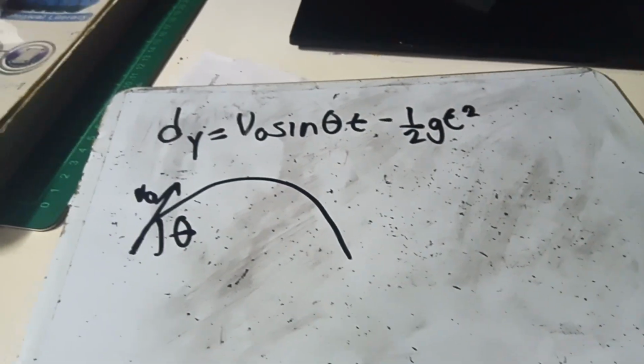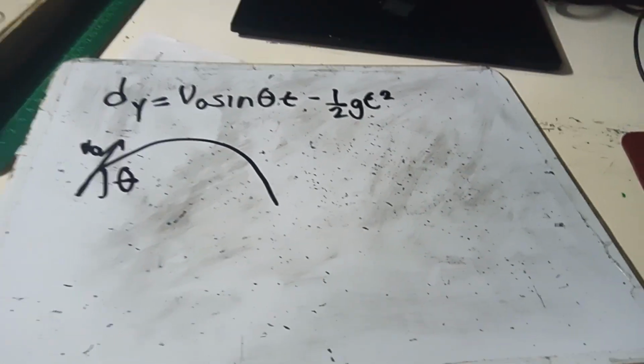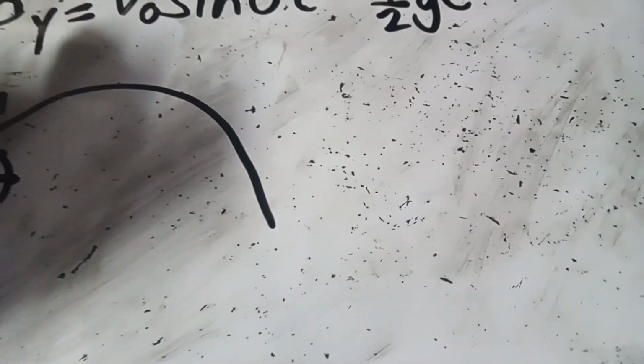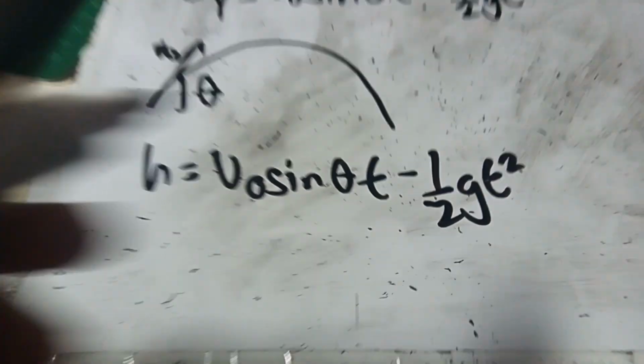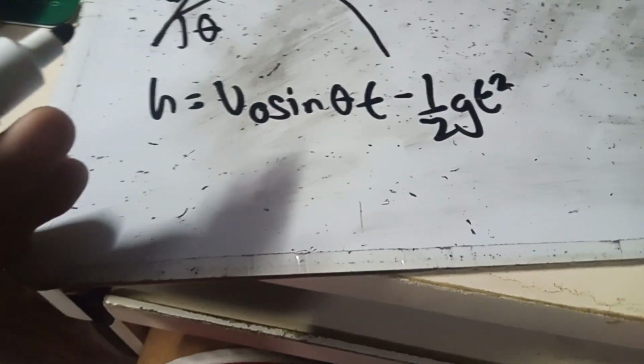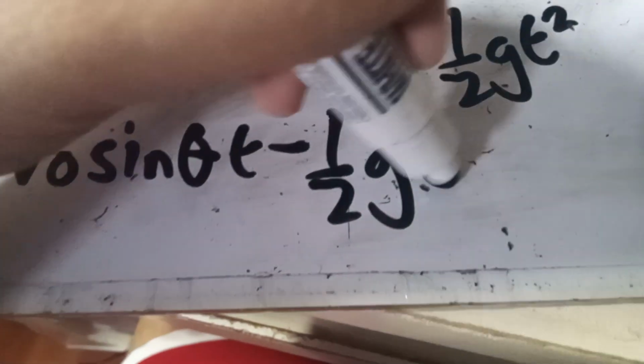So now that we know that this is a quadratic equation, if we want to get the time given a certain height, I'll just substitute it with h. So h is equal to v naught sine theta t minus 1/2 g t squared. If we want to get the time at a certain height, we will just use the quadratic formula. So transposing h, we will get 1/2 g t squared minus v naught sine theta t plus h equals 0.